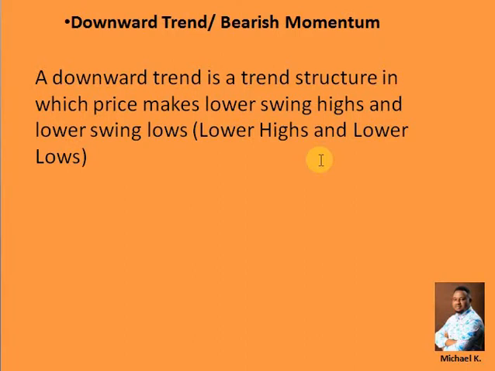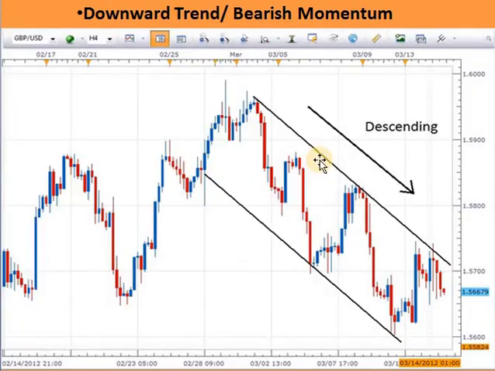Downward trend or the bearish momentum. A downward trend is a trend structure in which price makes lower swing highs and lower swing lows, which we call the lower highs and the lower lows. So looking at this chart, you will find out that price is descending. The price of this pair is descending over time. But in as much as it's descending, it didn't just go down all the way like this. It went down, came up, created a swing, came down again, created a swing.